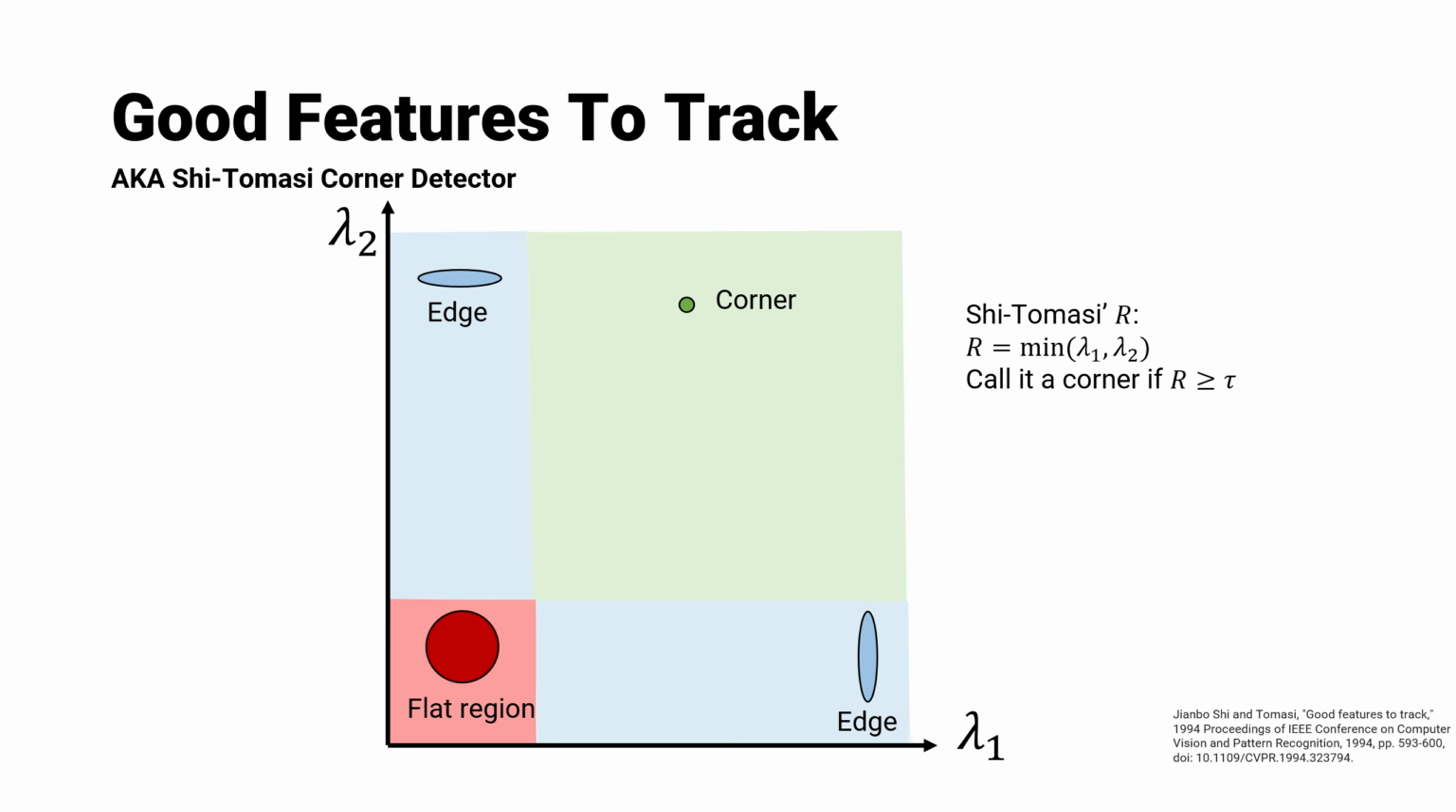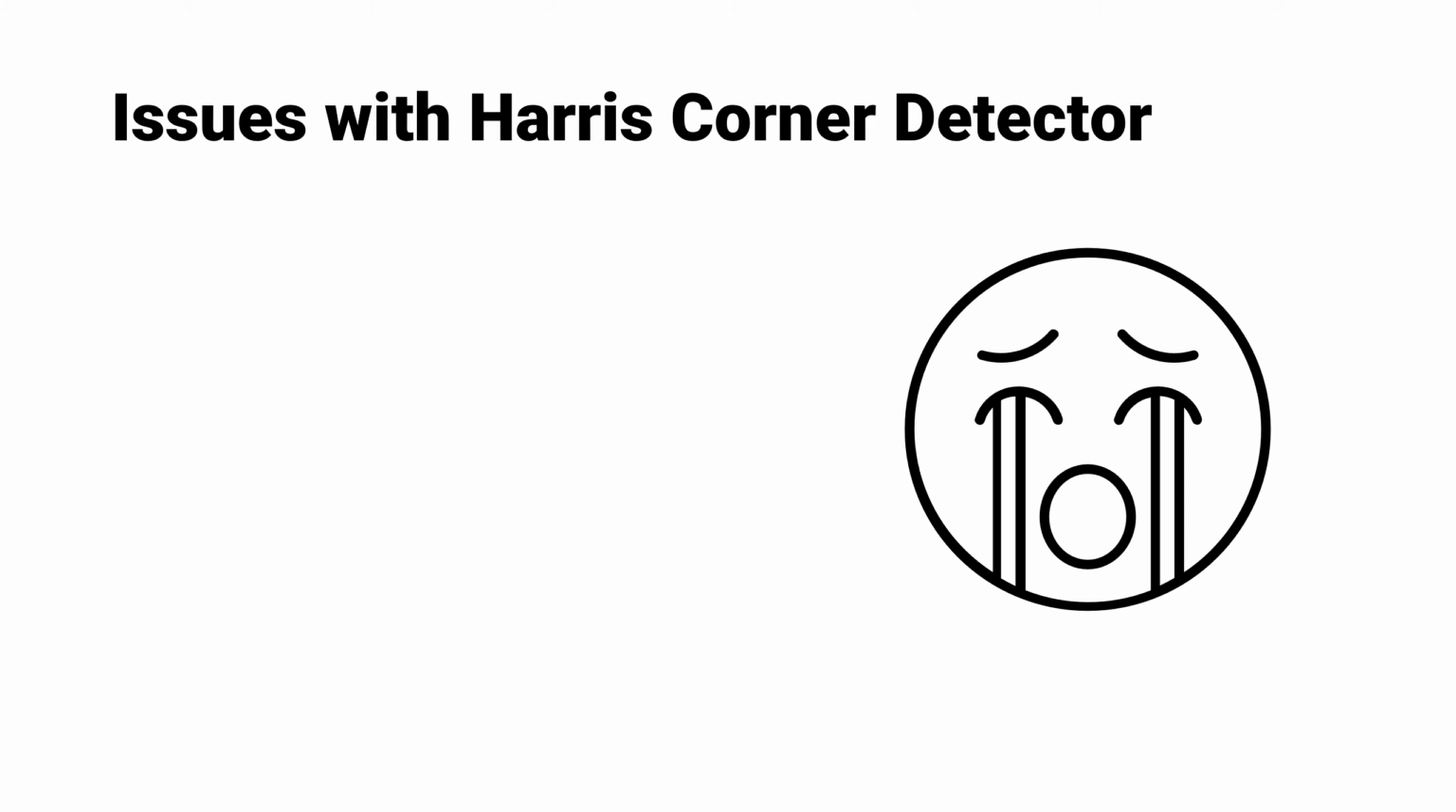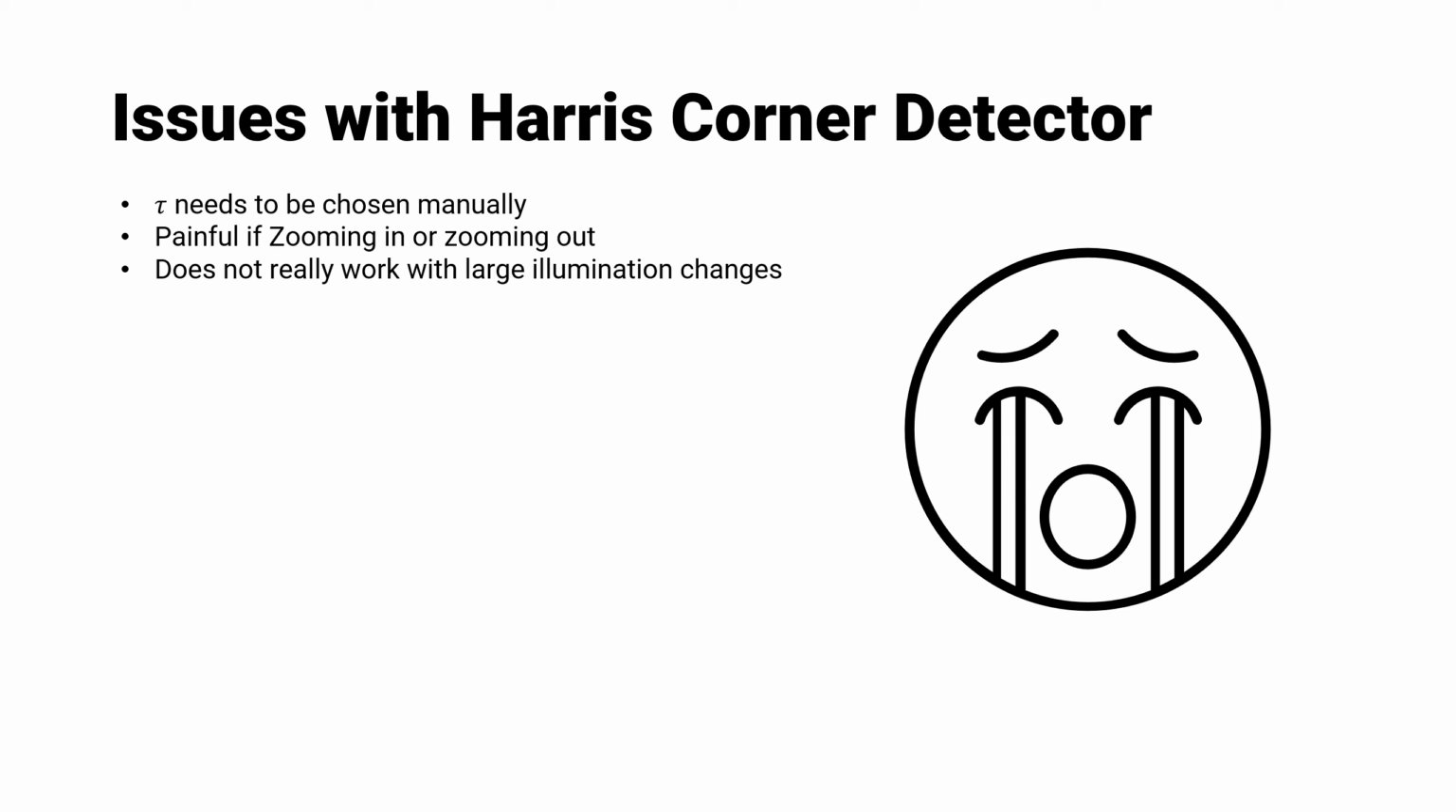It is still utilized quite a lot in the field of computer vision, even today in the era of deep learning, but it has a bunch of issues. The threshold tau needs to be chosen manually, which could be hard in certain cases. It doesn't work very well, and it's pretty painful when you are zooming in or zooming out, which means that if you're changing the scale of the image, the match just doesn't work that well. And also because we are using very simple, literal raw pixel values, it does not work really well with large illumination changes. It also does not work with large rotation changes.